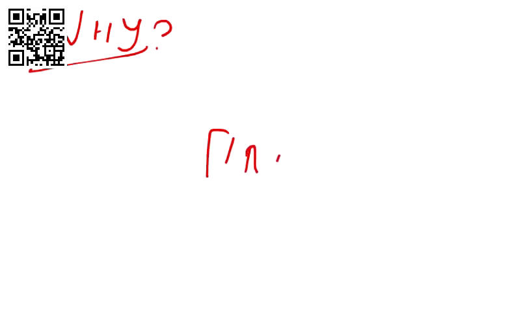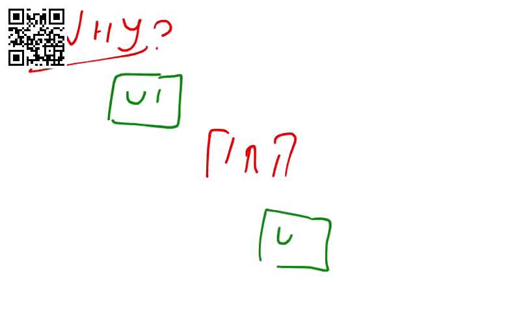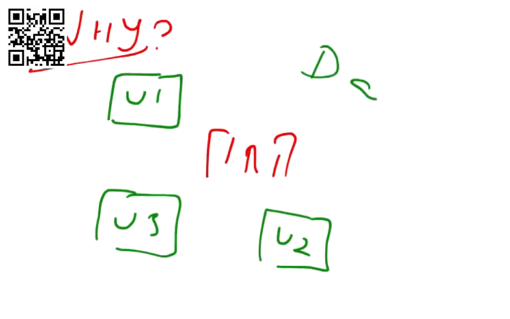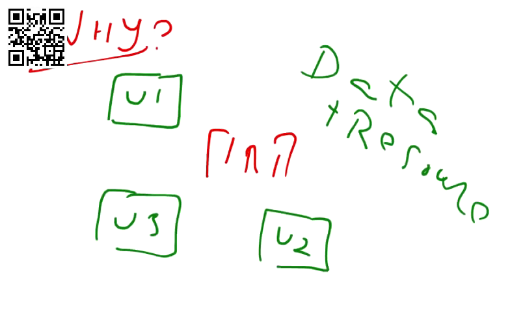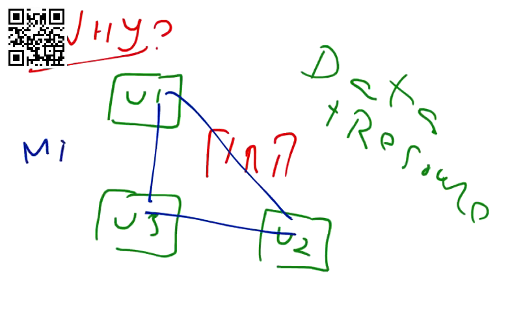Let's suppose we have a city and a university in that city, and that university has 3 campuses in this city, and those campuses would like to share resources among themselves. They would like to share data plus resources. So what would they do? They will join themselves with the help of a communication medium. And this is how a MAN, or Metropolitan Area Network, is created.